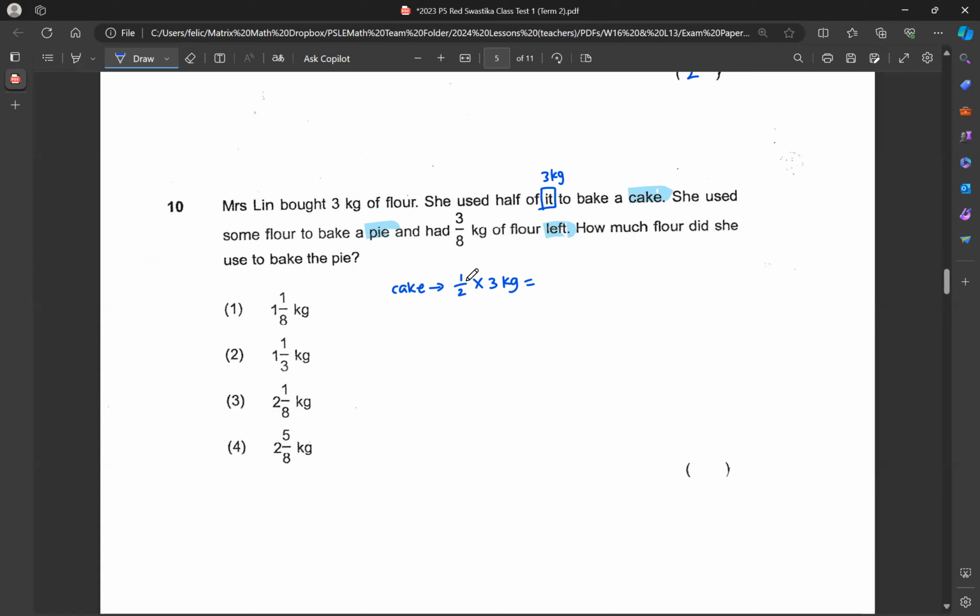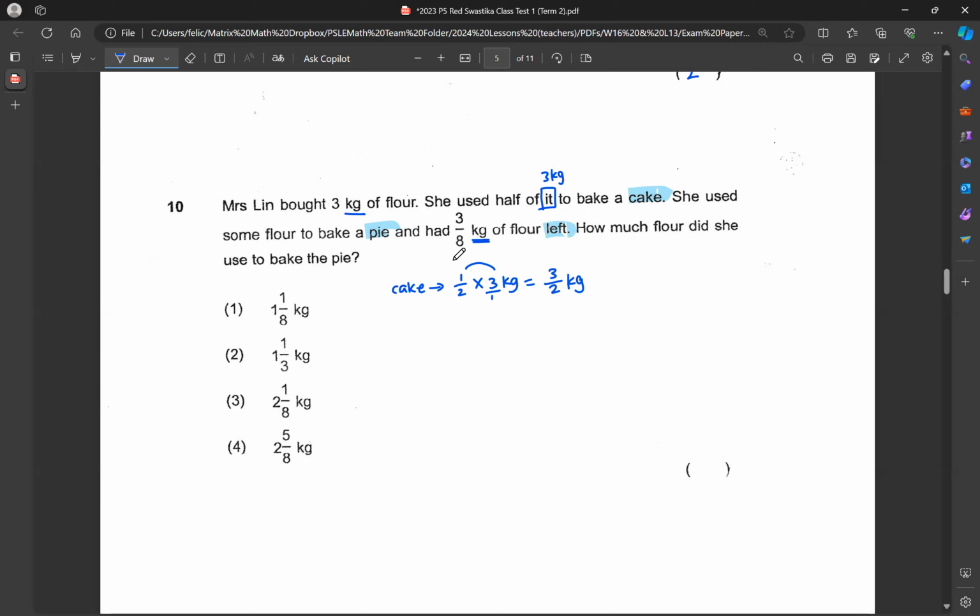Okay, so for this, you can't really cancel anything, but that's okay. You can just take the top times top, bottom times bottom. Bottom is just over 1. So it's just 3 over 2 kg. So you have found the mass used for the cake, which is 3 over 2 kg. You can leave it like that first, or if you want to leave it as a mixed number, also can. It's up to you. Okay, so we have the left also, 3 over 8 kg. So take note, luckily this is already in kg also. So please don't go and take 3 over 8 times 3 kg, that's wrong. This is already kg on its own.